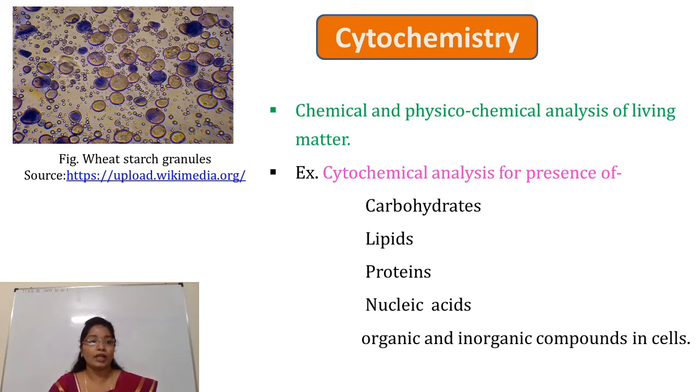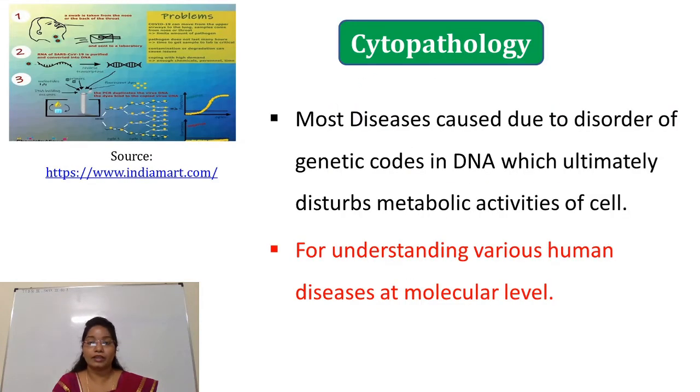For example, this is a photograph of wheat starch granules. So in wheat cells, there are many starch granules. In this way, it can be done under cytochemical analysis with the help of cytochemistry. Okay. The next branch is cytopathology.